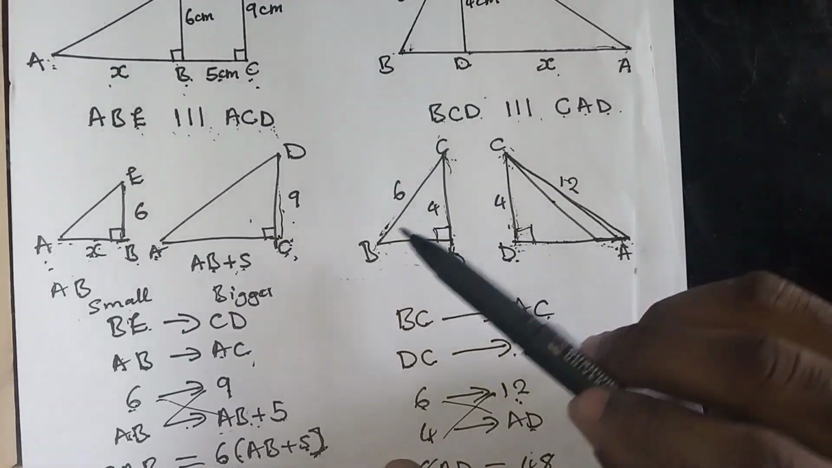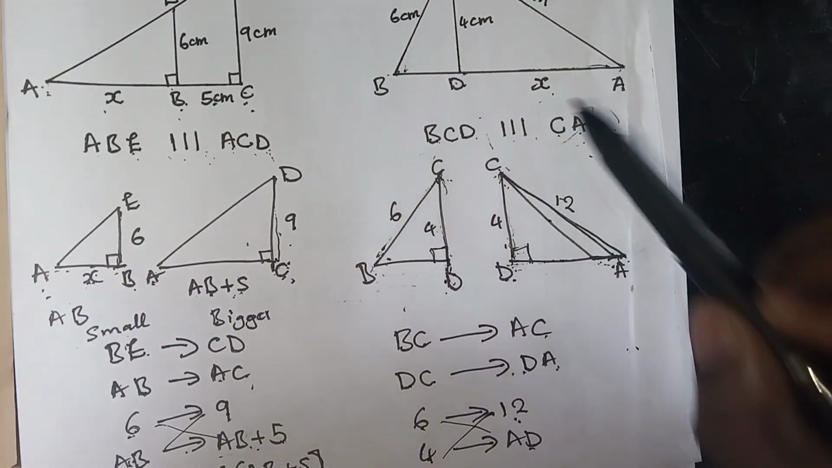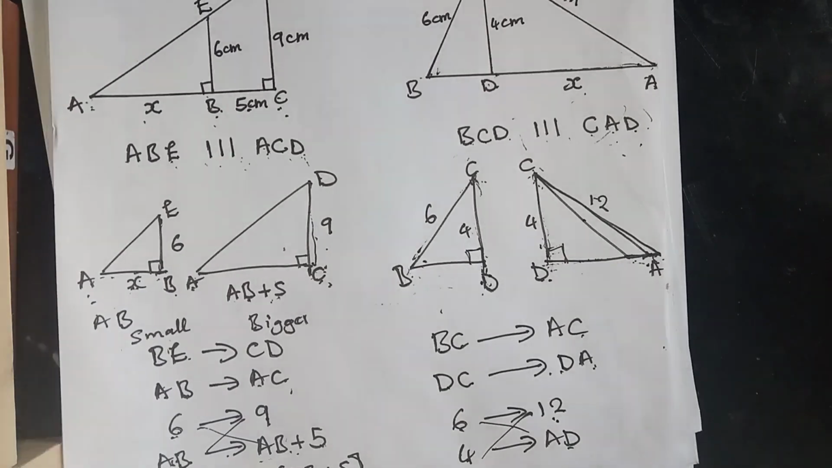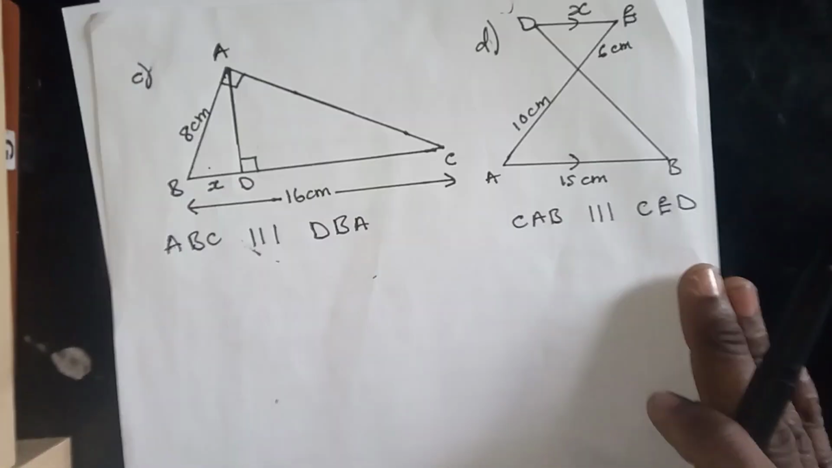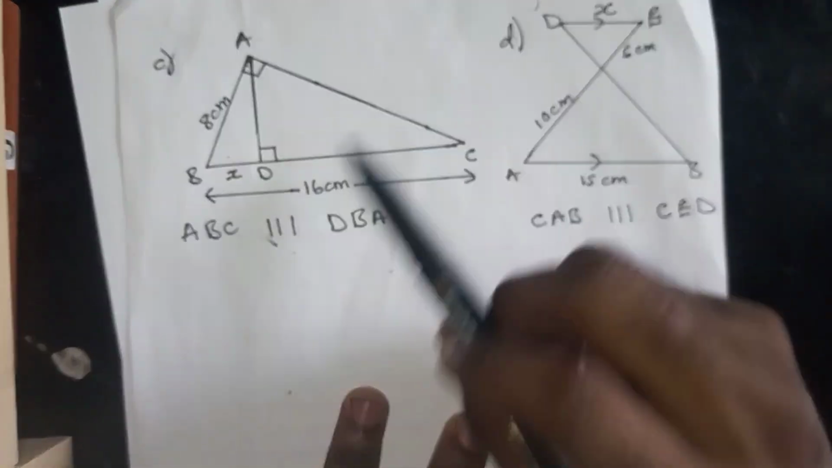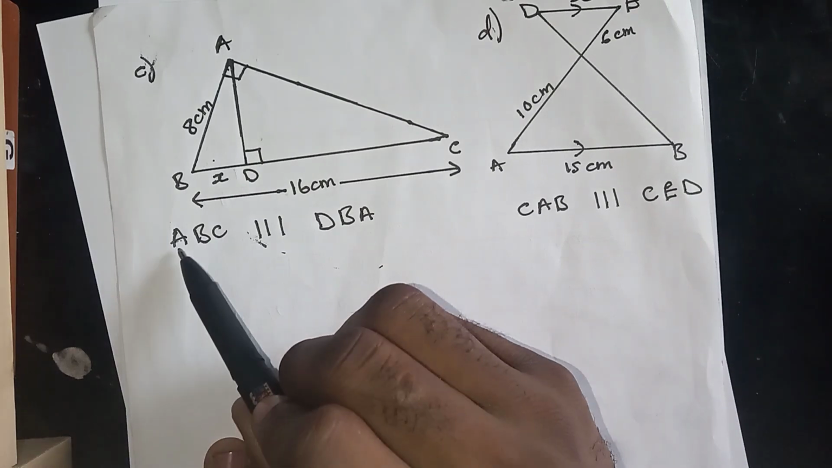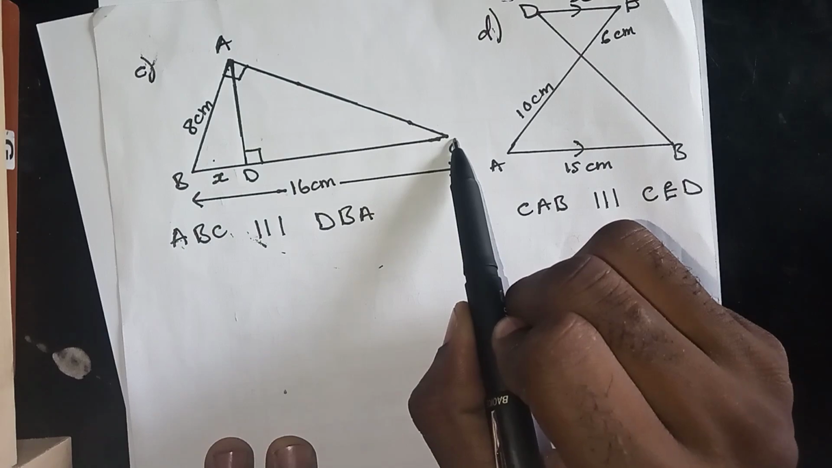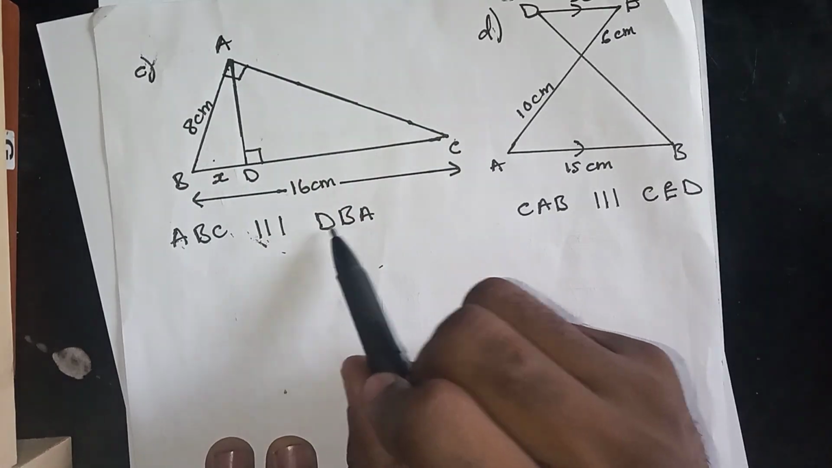So once you separate the similar sides according to the opening statement of the question, the rest will be very easy for you to do. So let's look at the last two questions or problems. So we have this one here. Then we are told that triangle ABC, which is the entire thing, is similar to triangle DBA.